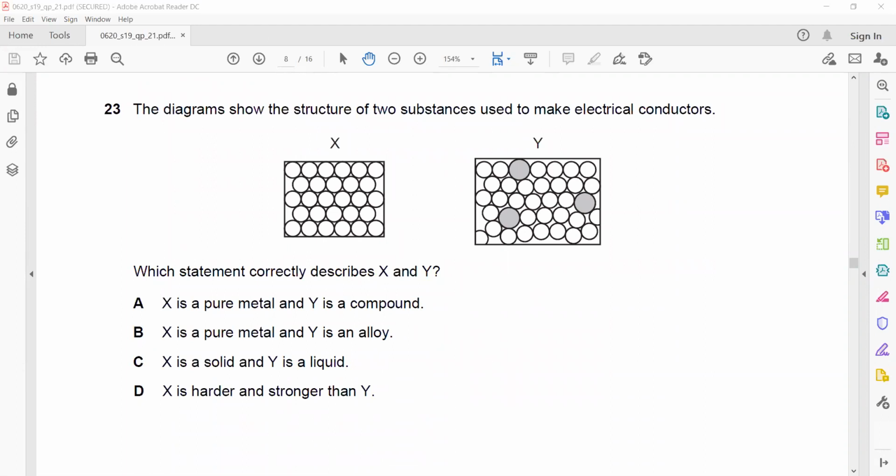Question 23. The diagram shows the structure of the two substances used to make electrical conductors. Which statement correctly describes X and Y?